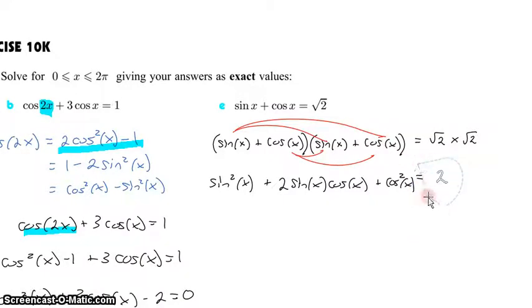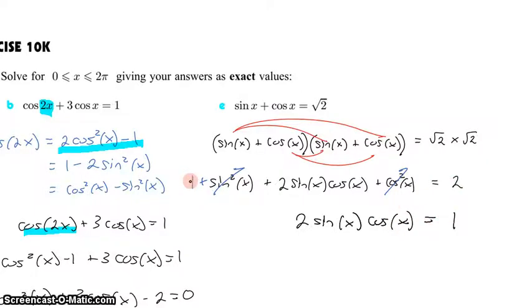Now, how does that help me? Well, a couple of things pop out. First and foremost, I have sine squared of x and cosine squared of x, which we know when we add them together, we get 1. So I can replace sine squared of x and cosine squared of x with a plus 1. I'll subtract 1 to the other side, and that'll leave me with 2 sine of x cosine of x is equal to 1. So 2 take 1 is 1.